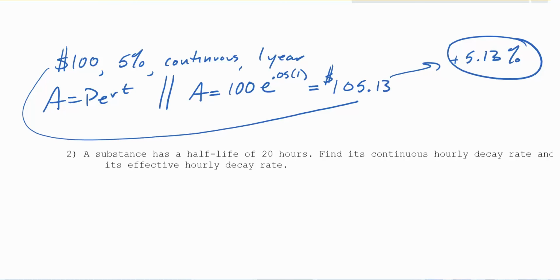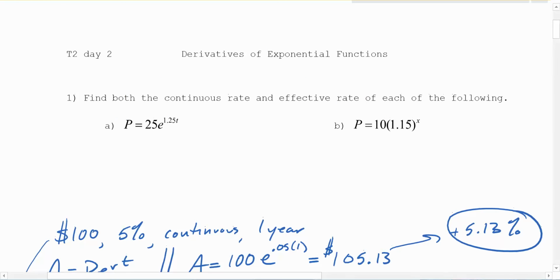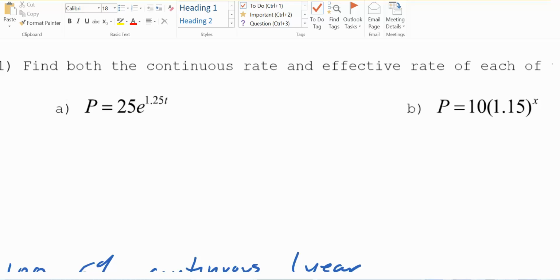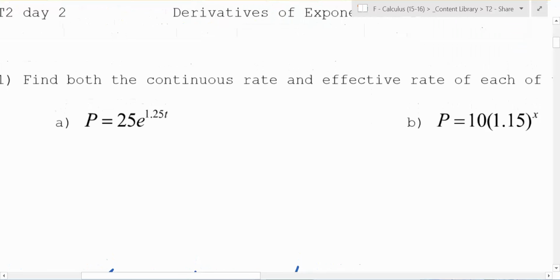So let's take a look at this question right here. P equals 25e^(1.25t). In terms of the continuous interest formula, what's the initial amount? 25 is the initial amount. And then this is e, and that's r right there, 1.25, right?